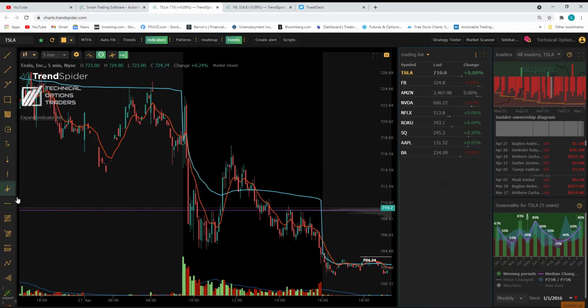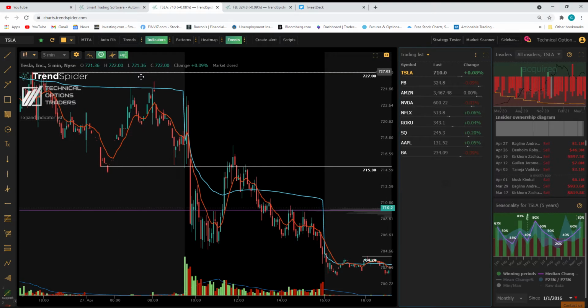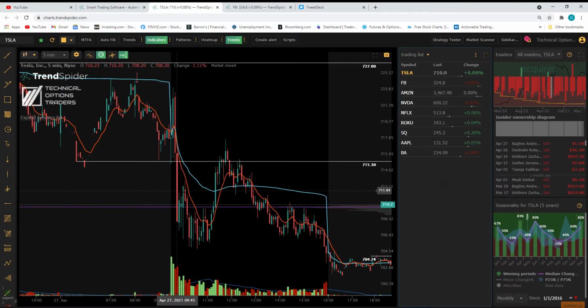So this is April 27th here. Pre-market low, pre-market high, right? These are my levels here. Pre-market low broken, right here. This is a big candle, right? However, the next candle is a green candle, right?